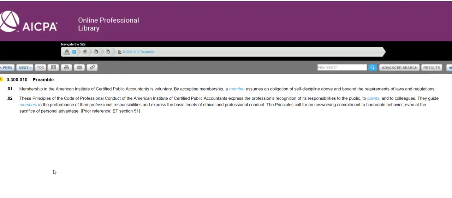So we click the preamble, and we see that responsibility is a big issue to the public, to clients, and to colleagues. So we first of all, as a profession, see a responsibility to the public, clients, and colleagues to provide the kind of information that they need. So it's not just to our clients. Notice it's to the public. That's what makes accounting a profession.